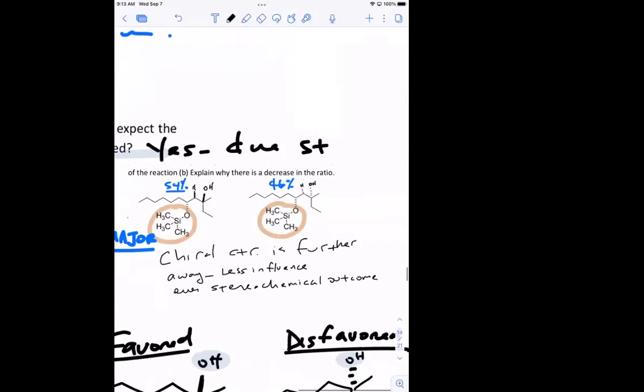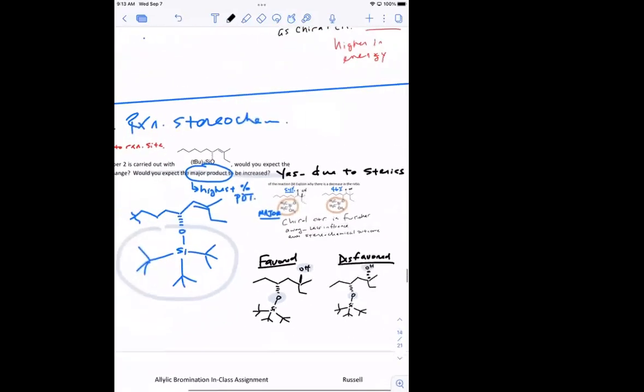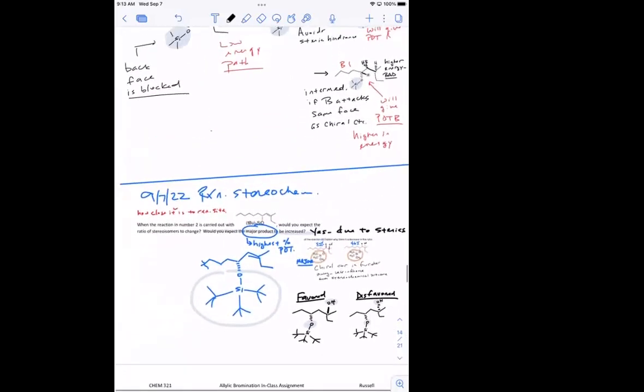And that's going to be due to sterics. All right. So hopefully you're getting a grasp of when you do these reactions with pre-existing chiral centers that you are able to manipulate the product distribution based on either the size of the group or how close it is to that reactive site. So let's go up here.